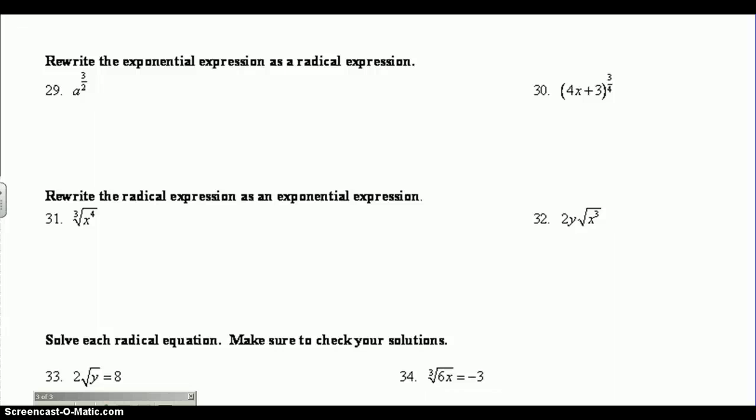Okay, Algebra 2C, we're here working on the Chapter 7 review. This is the third page of the review packet, problems number 29 through 38. And the first two problems are rewriting the exponential expression as a radical expression.